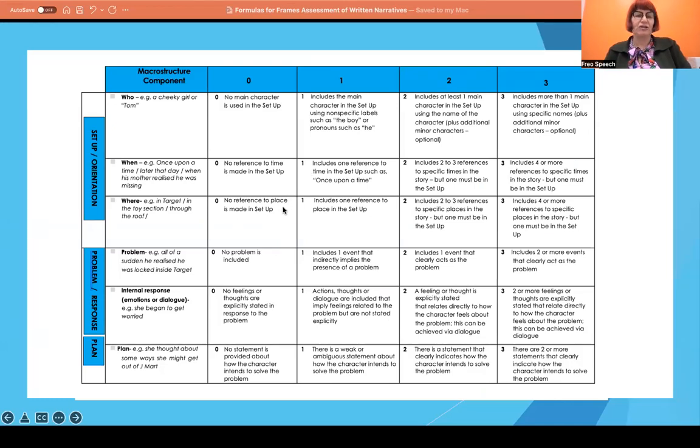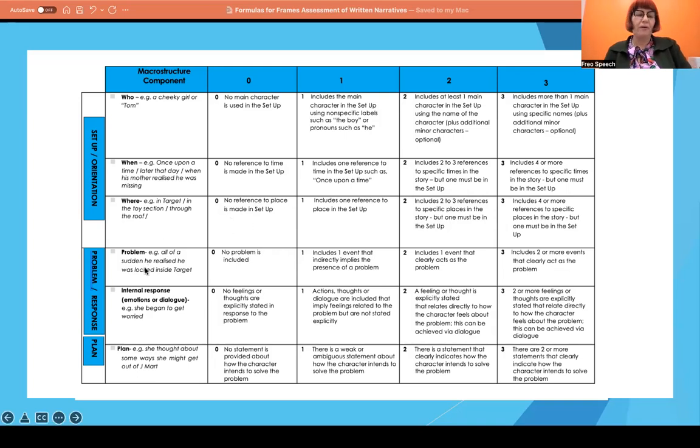There are 10 sections in here. 3 are related to the setup or the introduction or the orientation. And it's really important to note that a student can only get points in this section if they have included a character, a time, and a place in the setup. If they haven't included it in the setup, but they have included it later on, it's not counted. This is salient to the setup or the orientation.